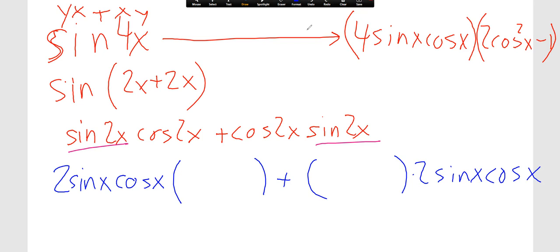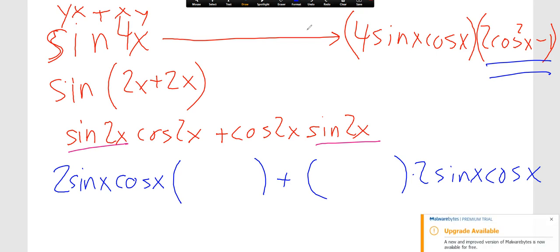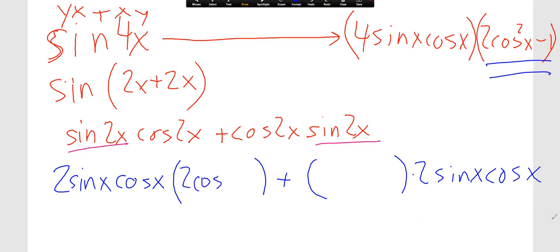We need to look at our answer to give us a hint. Now, obviously, we should pick the same thing, right? But I think the hint is sitting right there. So what should we replace cosine 2x with? 2 cosine squared x minus 1.